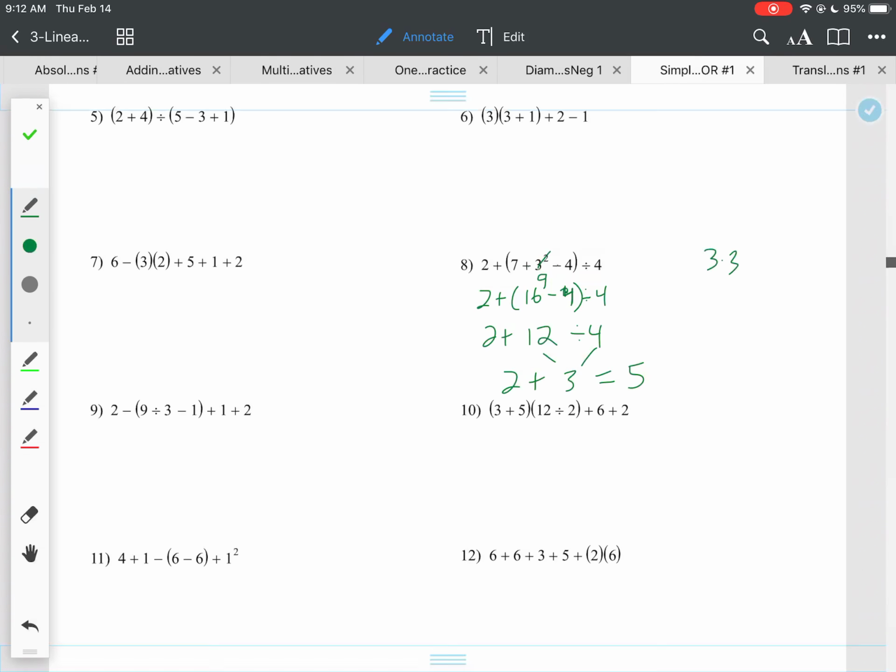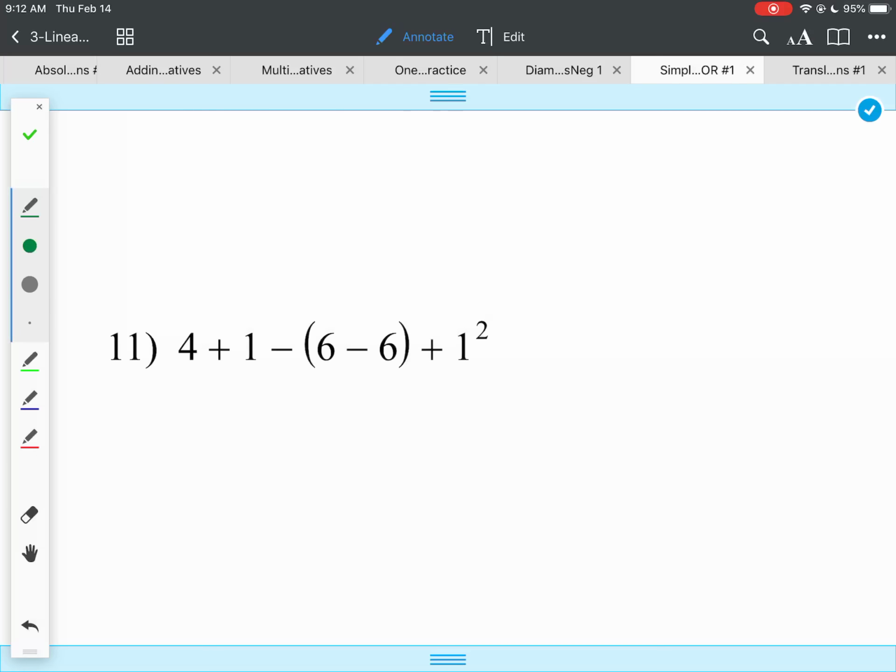Okay, let's get to one more exponent one. I do have parentheses, I do have exponents, and I do have adding and subtracting. So I have to follow the order of operations. So the 4 plus 1 minus, I have to do the parentheses first. 6 minus 6 is 0. And then 1 squared is the same as 1 times 1. So what's 1 times 1? 1. Then I have adding and subtracting there.